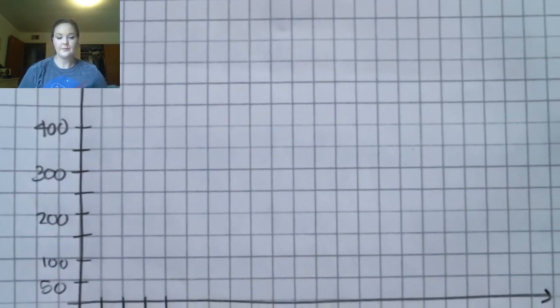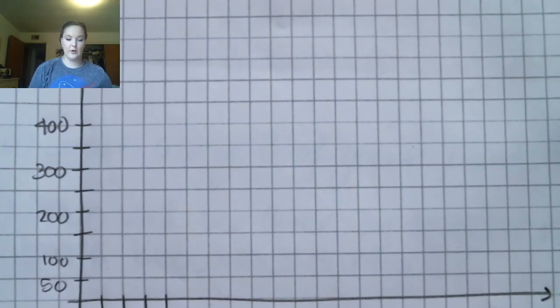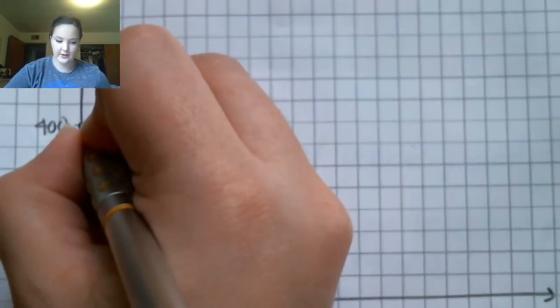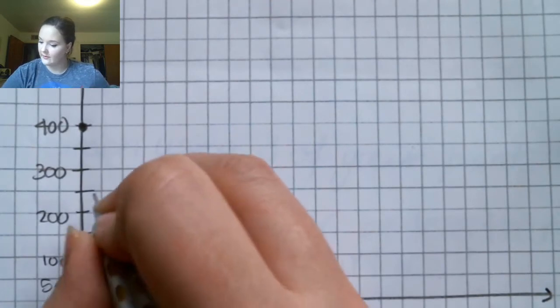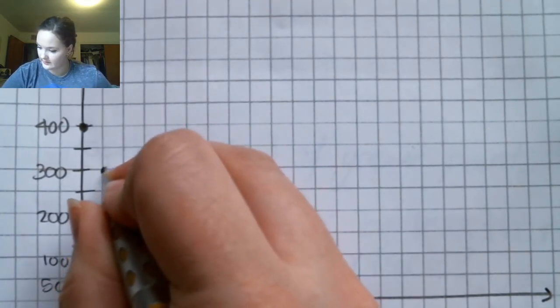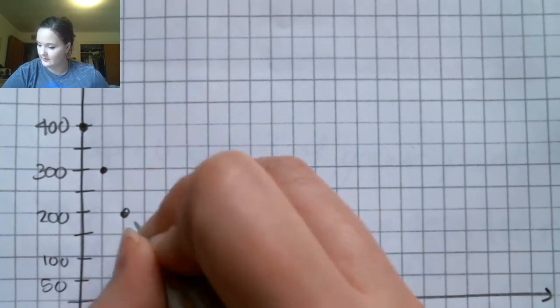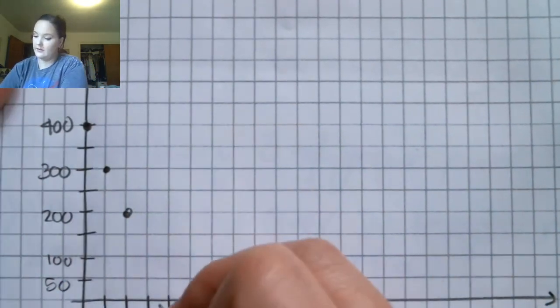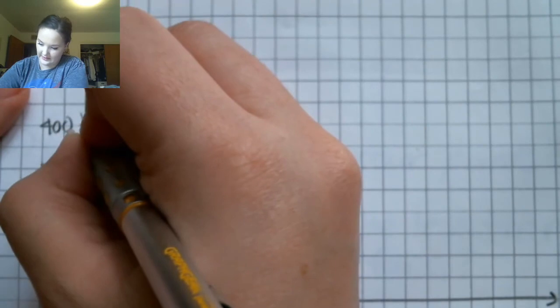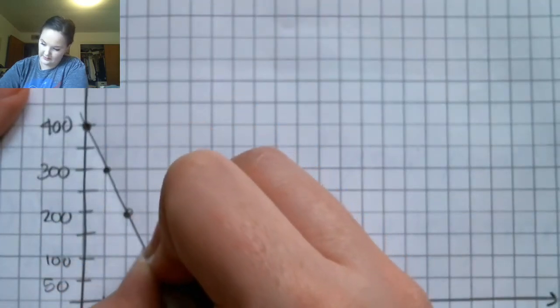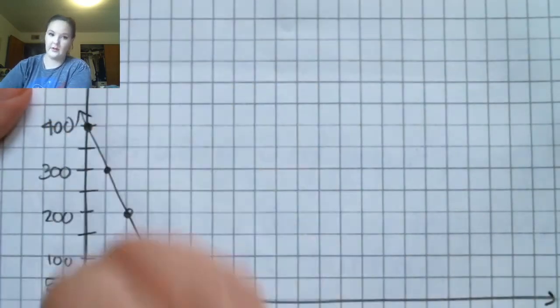And now I'm going to mark all my points. So (0, 400), (5, 300), and then (10, 200). So you can see that these are making a line, and we're going to continue our line like that.